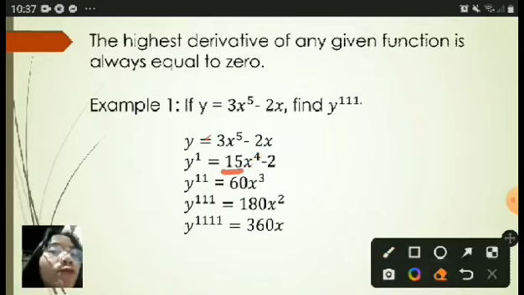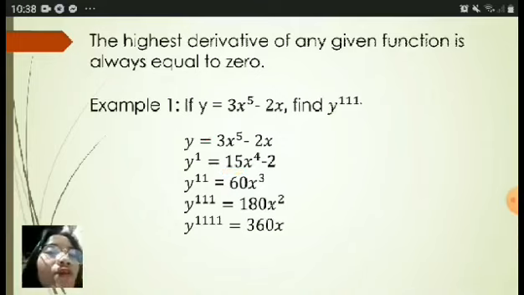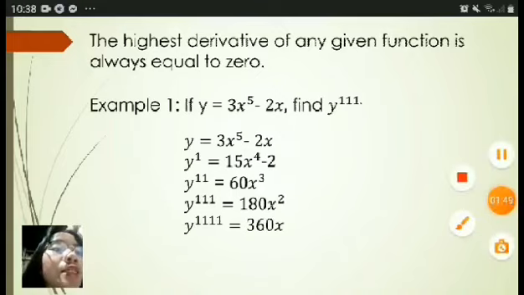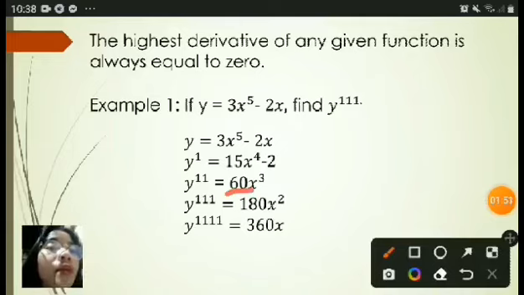Then the derivative of 2x is 2. So the first derivative is 15x raised to 4 minus 2. To find the second derivative, so we just multiply also the 15 to the exponent 4. So 15 times 4 is equal to 60. Then 4 minus 1 is equal to 3.